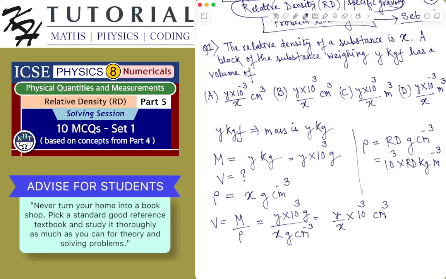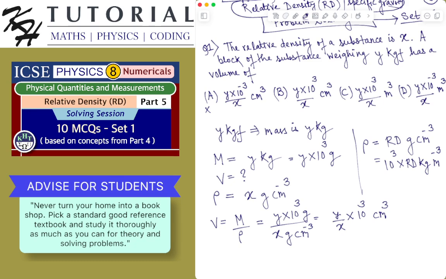Now let's see if our result matches with any of the choices which are given in centimeter cube. Choice A is y multiplied by 10 to the power minus 3 by x. No, choice A is incorrect. This is wrong. Let's see choice B. It says y into 10 to the power 3 divided by x.